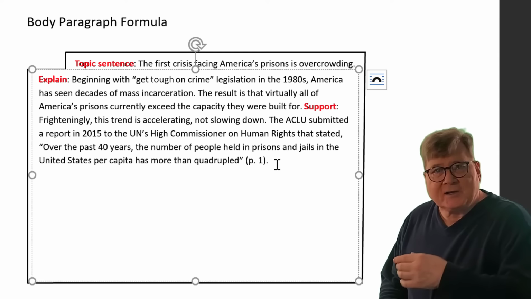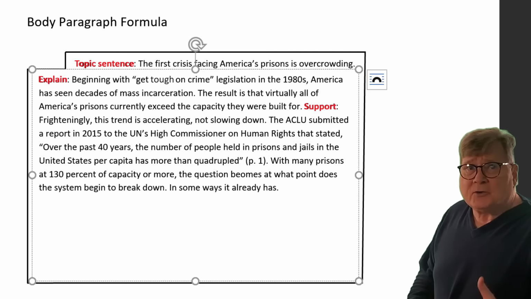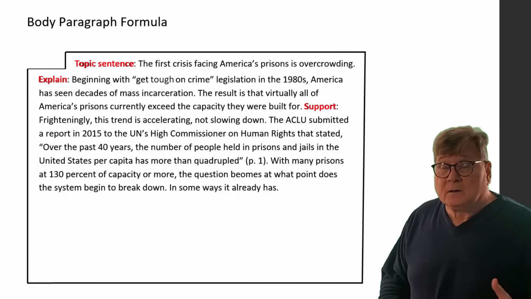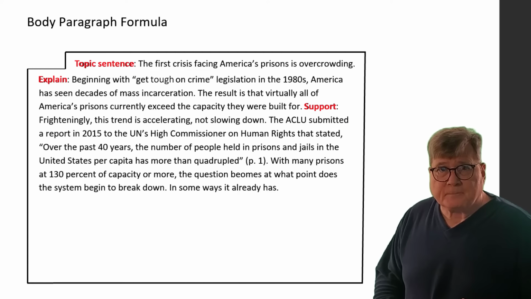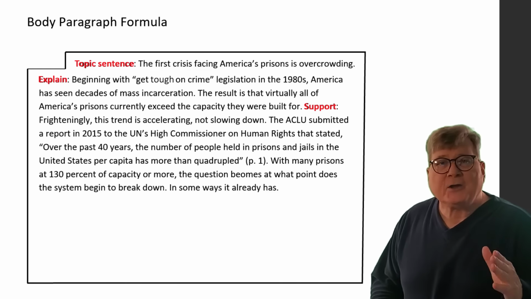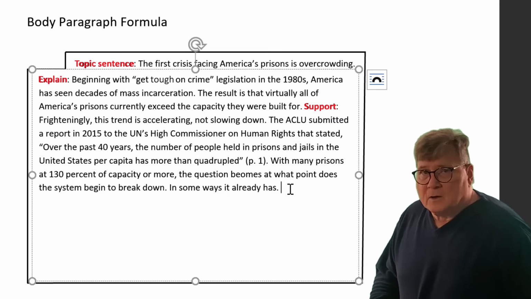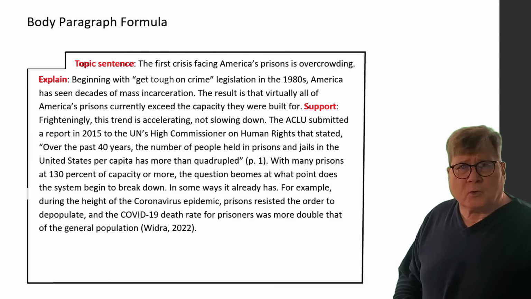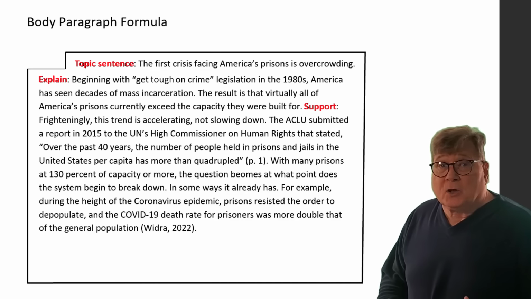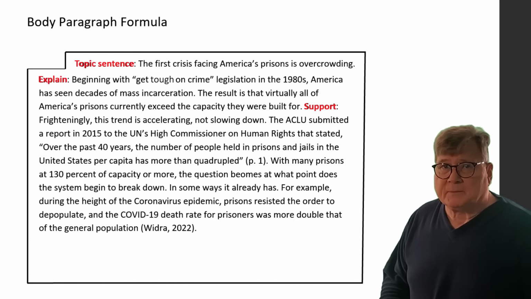Now you set up your next point, again with your own words. With many prisons at 130% capacity or more, the question becomes, at what point does the entire system begin to break down? In some ways, it already has. Okay, you've stated your point in your words, and now you're going to bring in a source to support what you just said, what you just wrote. For example, during the height of the coronavirus epidemic, prisons resisted the order to depopulate, and the COVID-19 death rate for prisoners was more than double that of the general population.